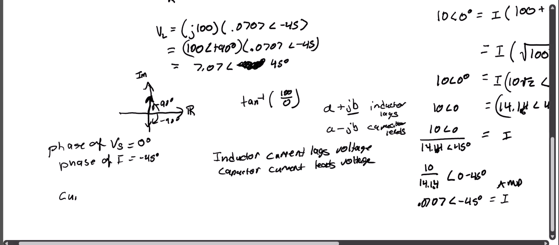Here, this is an inductor, so the current lags the voltage. When you have the angles, you can tell it lags because it's negative: the angle is behind.